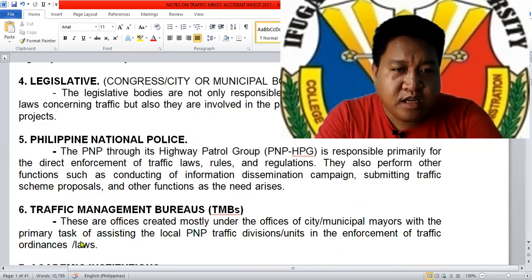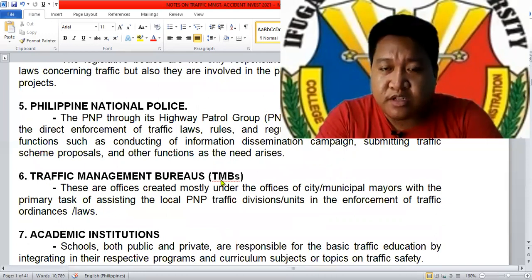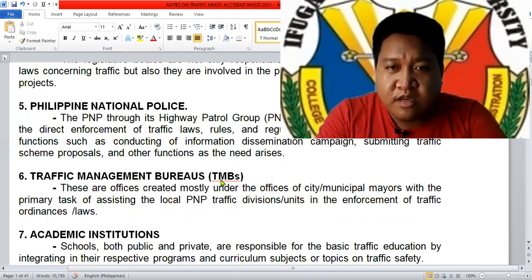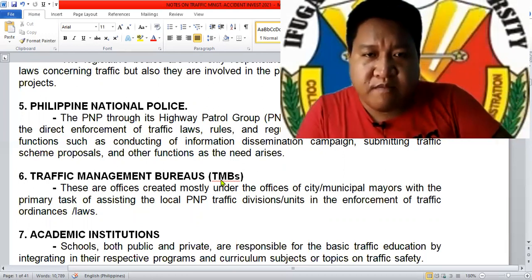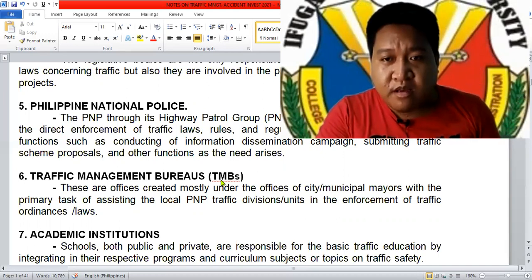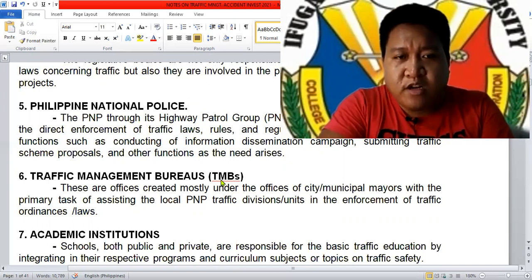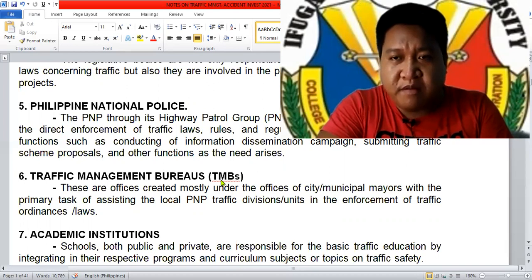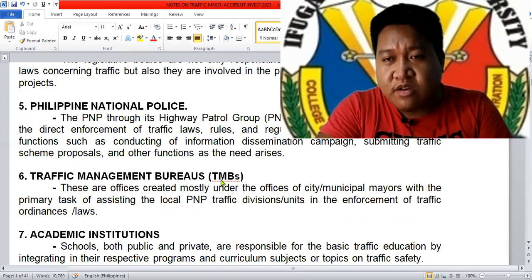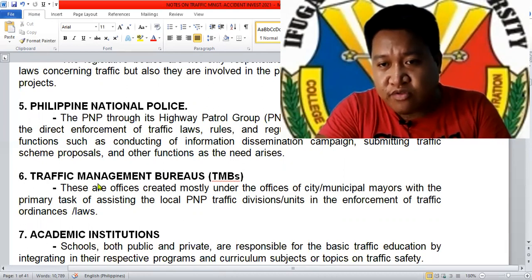Okay, next is the traffic management bureaus. Maraming pangalan ng traffic management bureaus in its local government units. So sa mga LGUs like Alfonso Lista, we have the Alpos. Sa Santiago, they have the POSC. So those are examples of traffic management bureaus that assist the PNP in the implementation of traffic rules and regulations. Or these are the ones that implement traffic rules or ordinances passed by the LGUs.